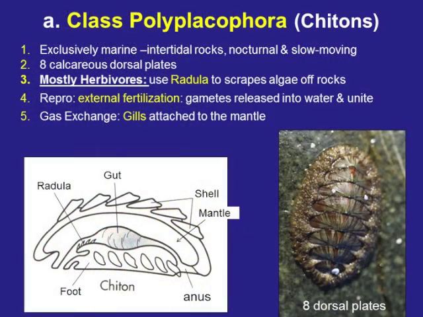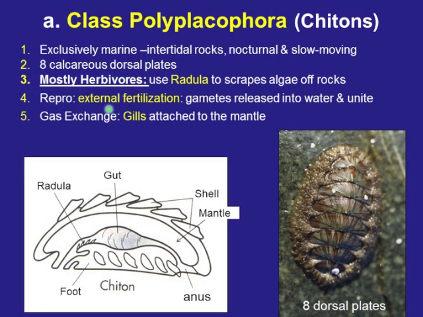Further looking at class Polyplacophora, they're exclusively marine. So we only find them on intertidal rocks. They're nocturnal and slow-moving. Lakes typically don't have as strong of wave systems as the ocean does, which is why they don't typically live in lakes. They have eight calcareous dorsal plates, calcareous referring to the fact that they contain calcium. They're mostly herbivores. They use a radula to scrape algae off of rocks.